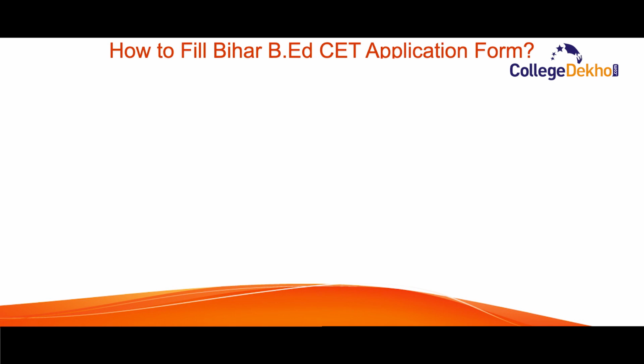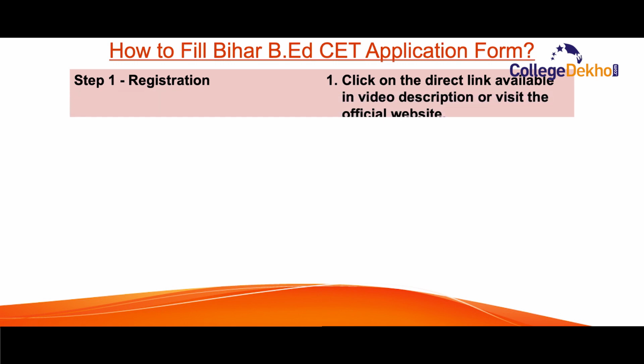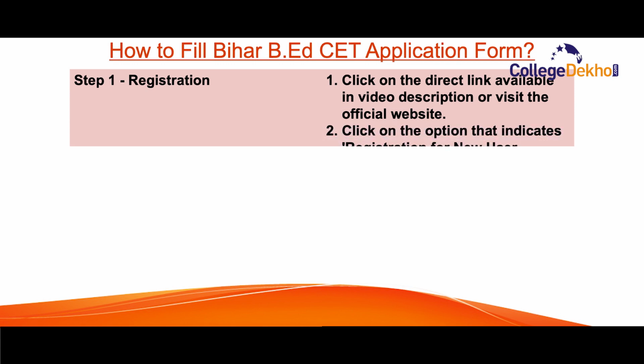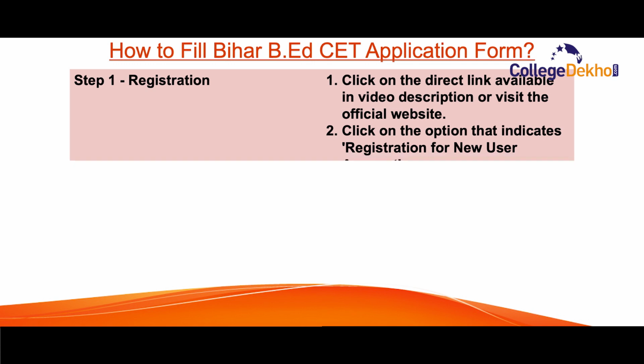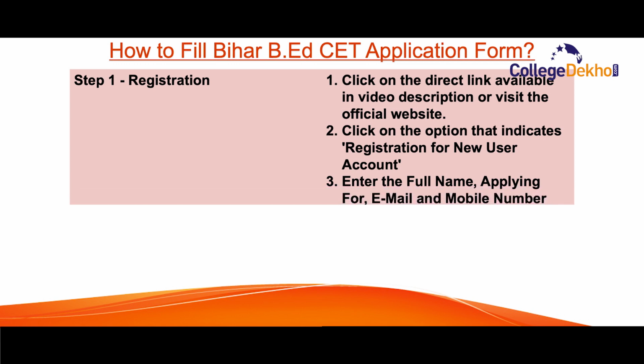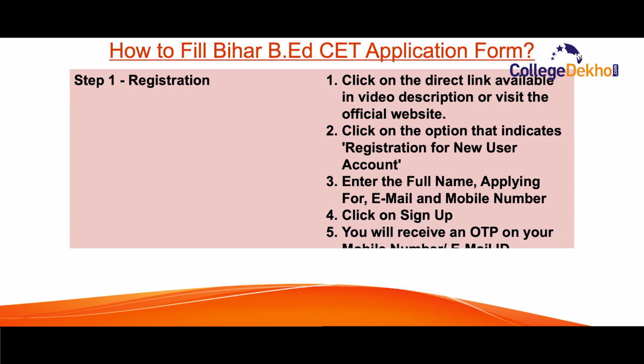Now let us look at the various steps on how to fill Bihar B.Ed Set application form. The very first step is the registration, for which you have to click on the direct link available in the video description, or you can visit the official website of Bihar B.Ed Set. Then you will have to click on the option that indicates registration for new user account. Further, you have to enter your full name, applying for, that is the course you are applying for, your email address and mobile number to register on the portal.